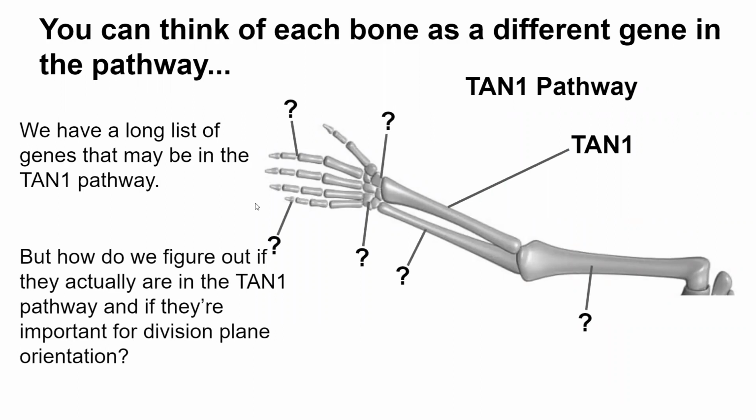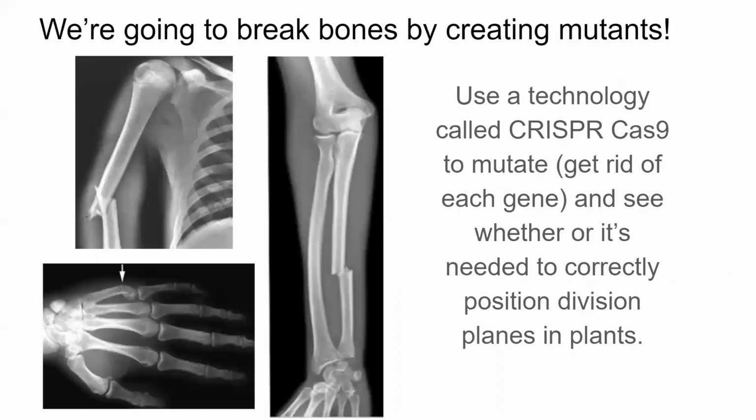But now we have this question, how can we actually figure out from this long list of genes which are actually involved in this pathway and which are actually important for division plane orientation? Well, the way we're going to do this is we're going to break some of these bones by creating mutants. And we're going to do that using this CRISPR-Cas9 technology to mutate each of these genes in our list. So when I say mutate, I mean basically get rid of these genes, just like how here we're breaking each of these bones. And then we're going to see whether or not it's needed to correctly position division planes in plants.